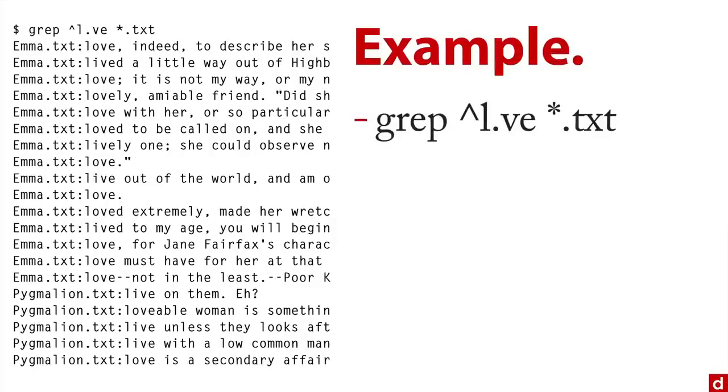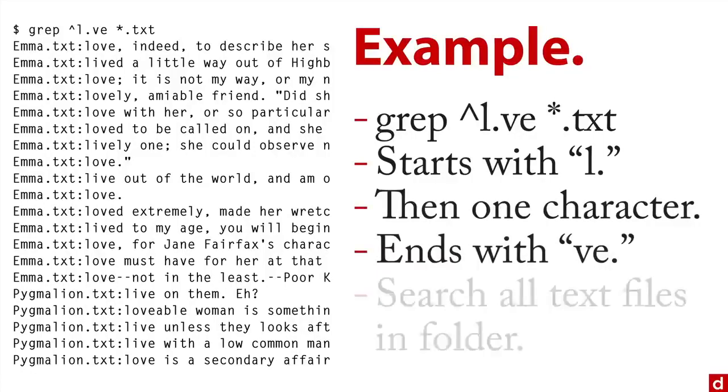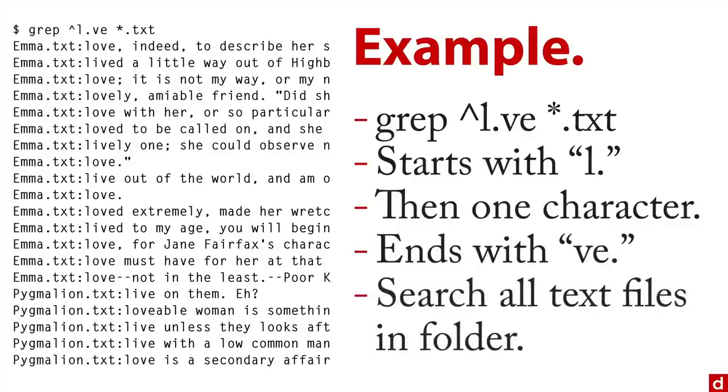grep l.ve *.txt. So what I'm looking for are lines in either of these books that start with L. Then they have one character, can be whatever, and then that's followed by VE. And then the .txt means search for all of the text files in that particular folder. And what it found is lines that began with love and lived and lovely and so on.